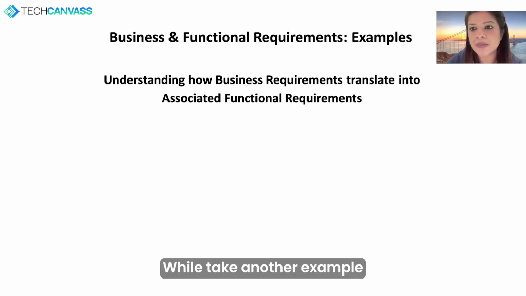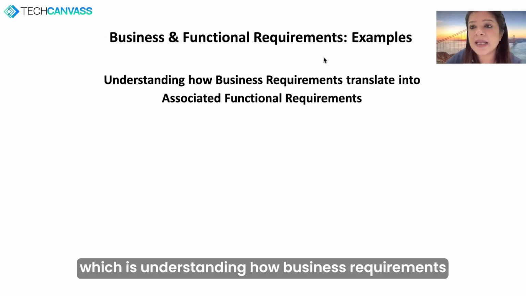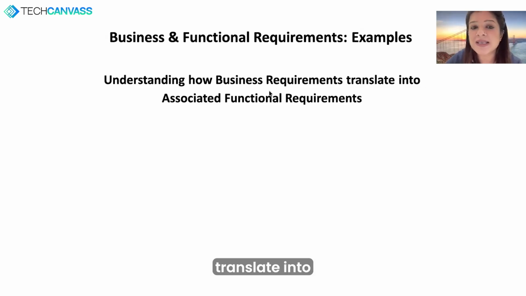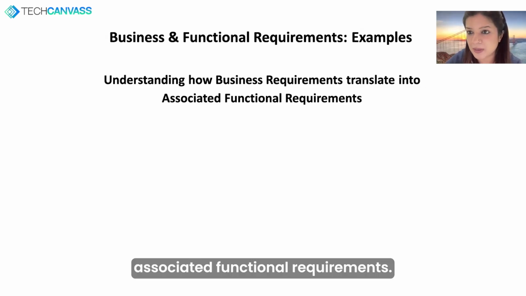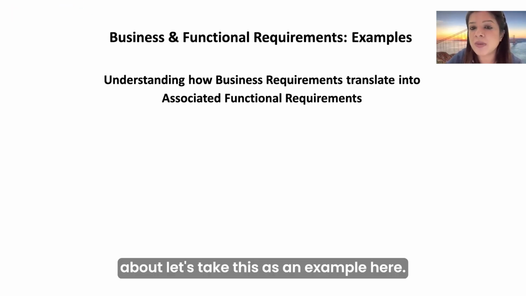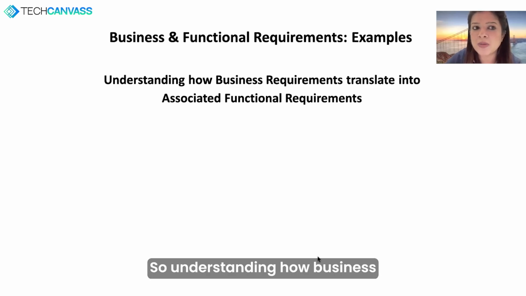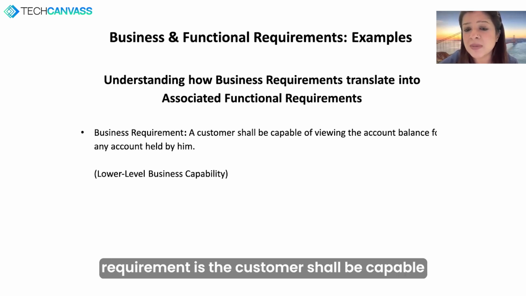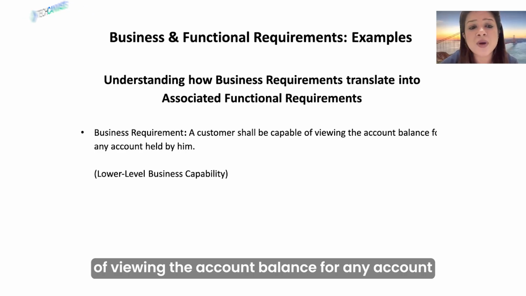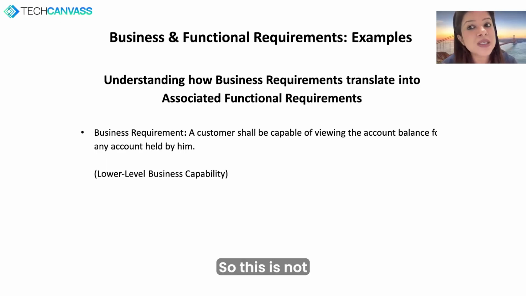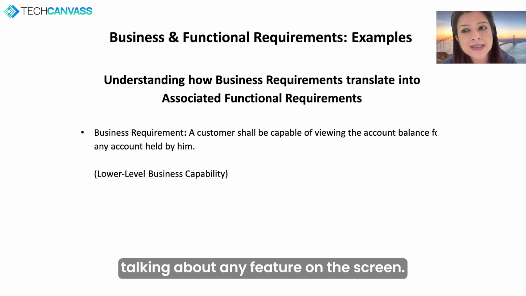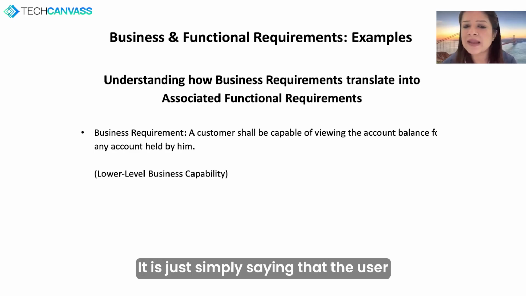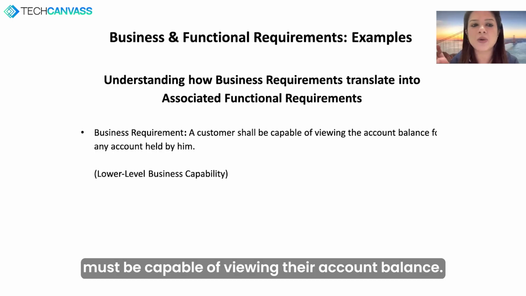So moving ahead, understanding this with an example. I'll take another example, which is understanding how business requirements translate into associated functional requirements. So there is this example, where the business requirement is: the customer shall be capable of viewing the account balance for any account held by him. So this is not talking about any feature on the screen. It is just simply saying that the user must be capable of viewing their account balance.